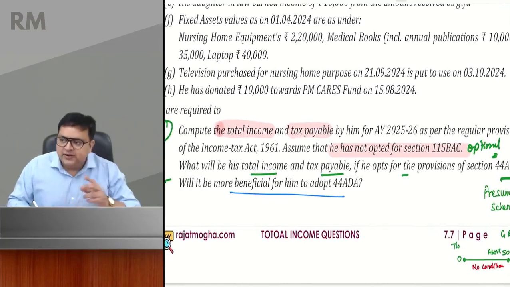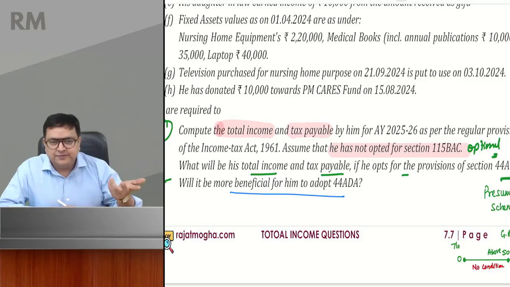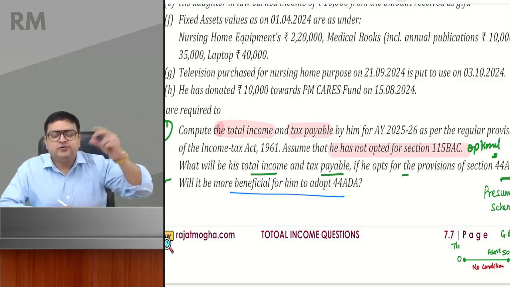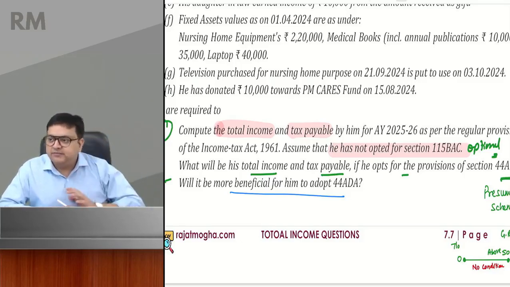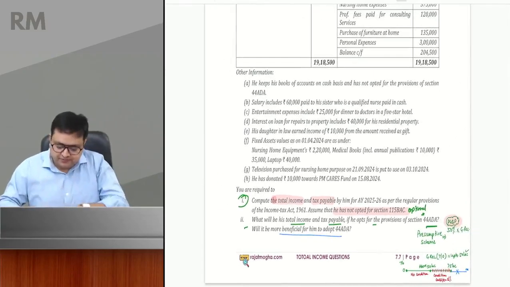So what we have to do is compute the tax liability as per non-presumptive. We have to compute the tax liability as per presumptive. And whichever is more beneficial to him, the lower tax, we will give him that particular option. I believe you are okay with what we need to compute? Okay.